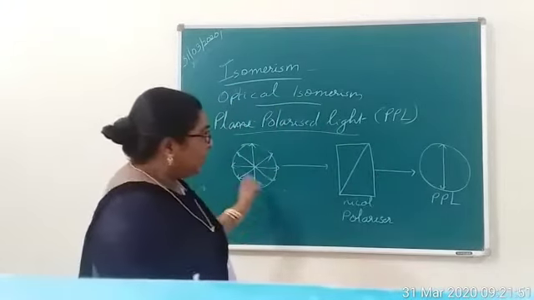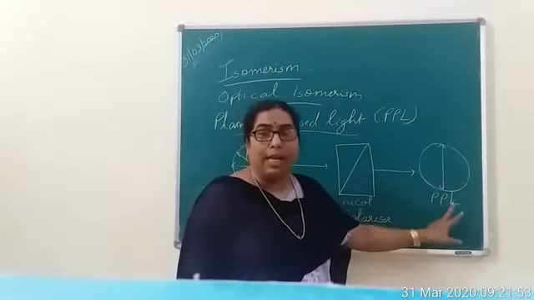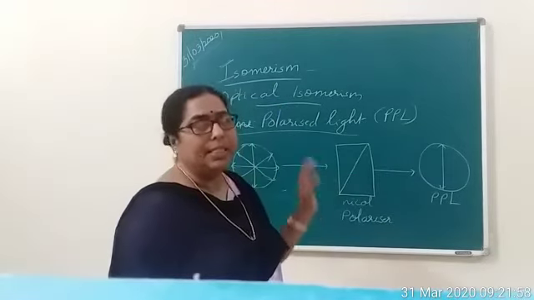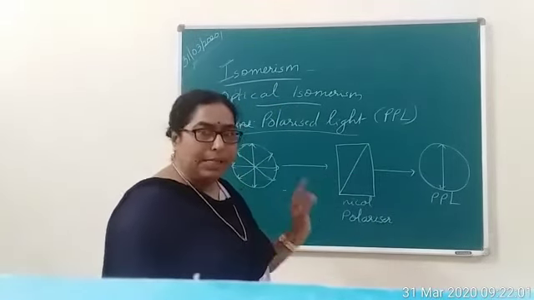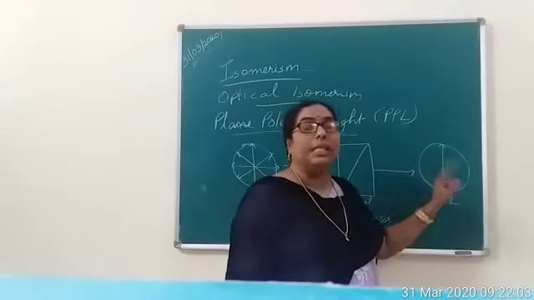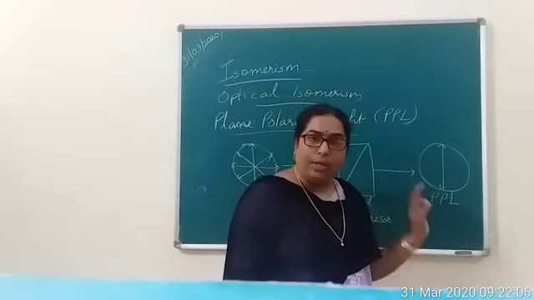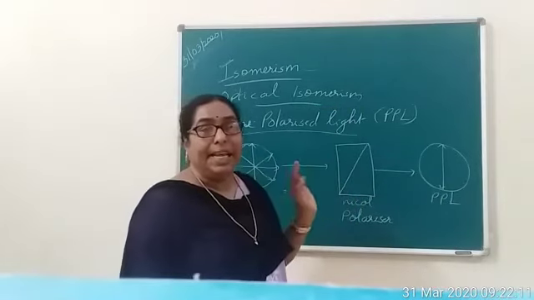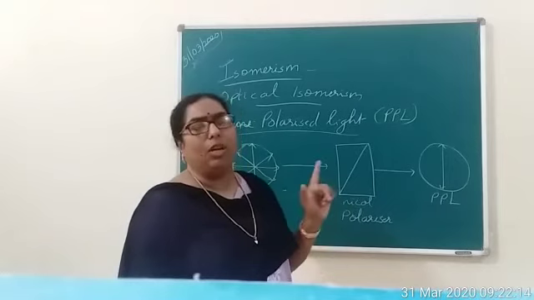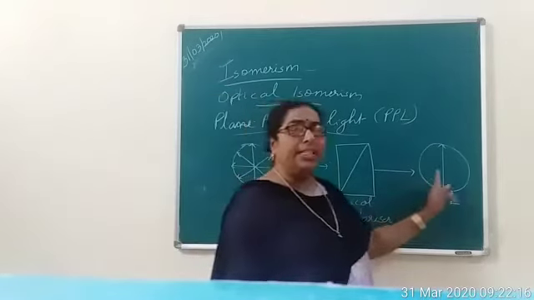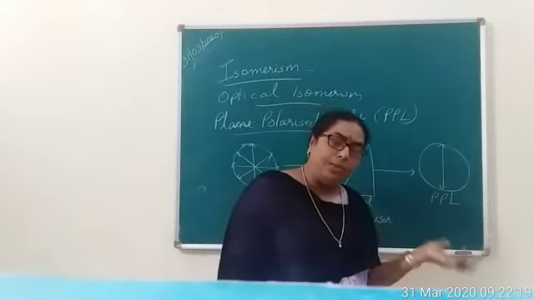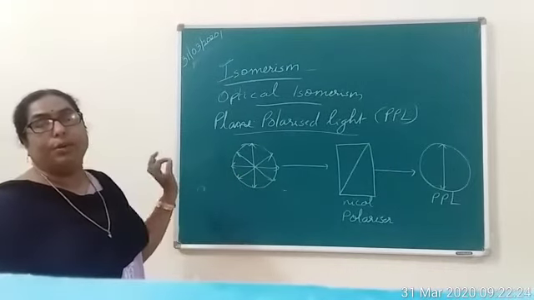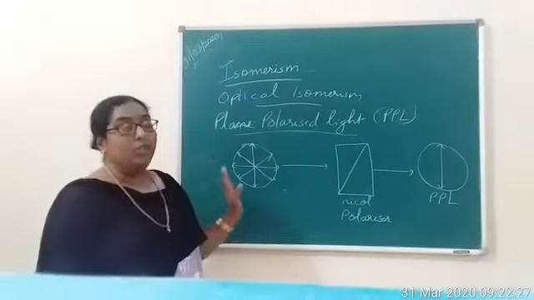Is it clear, children? This plane polarized light will be rotated by certain substances into different directions. The substances which can rotate PPL towards the left are termed levorotatory, and if it is rotated towards the right, then it is termed dextrorotatory. This particular property of a substance which can rotate plane polarized light either towards right or towards left is termed as optical activity, or optical isomerism.